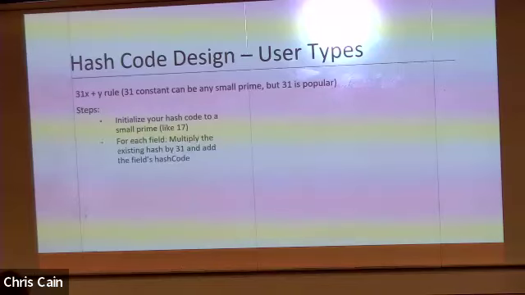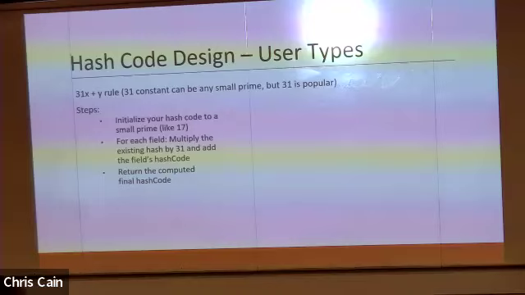For every field, you're going to multiply the existing hash by this 31, and then add that field's hash code value to that. So even though that might be a string that has a large scale exponential to figure out what that value is, you'll take the existing hash code, multiply it by 31, and add the new hash code. And that gives you a new iterative hash code. And once you do this for every field in the object, then you return the final hash code.